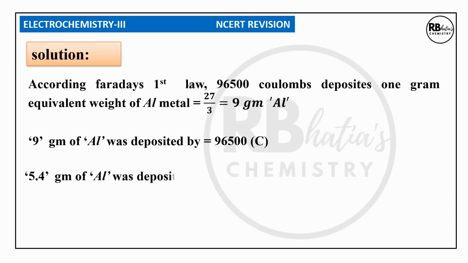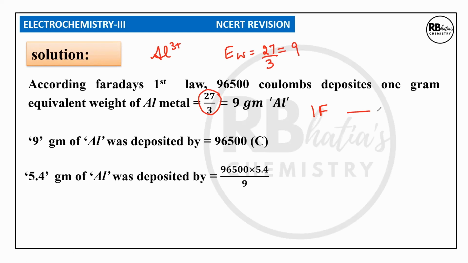Another way that we can relate is calculate the equivalent weight. What is equivalent weight? Equivalent weight is equal to atomic weight upon n factor. Why n factor is 3? Because aluminium is a 3 plus ion. So 9 gram, which means 1 Faraday charge is going to deposit 9 gram. 1 Faraday charge will always deposit gram equivalent weight of any substance. So 1 Faraday is going to deposit 9 gram.